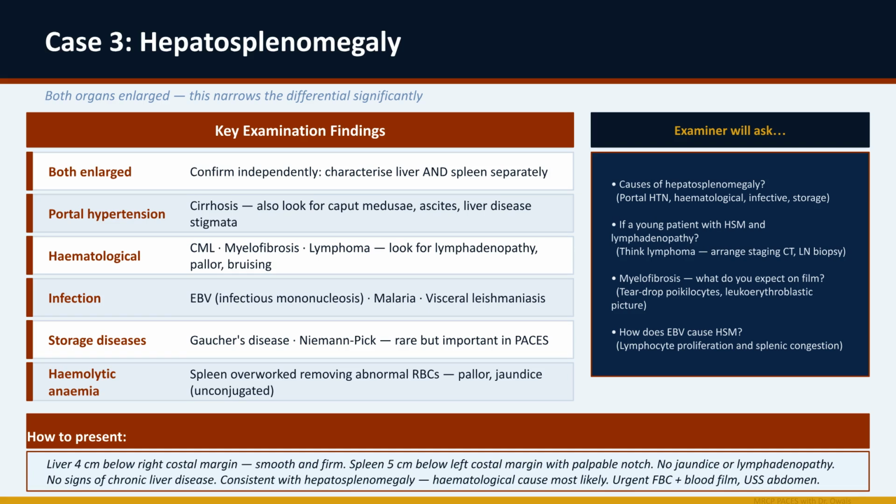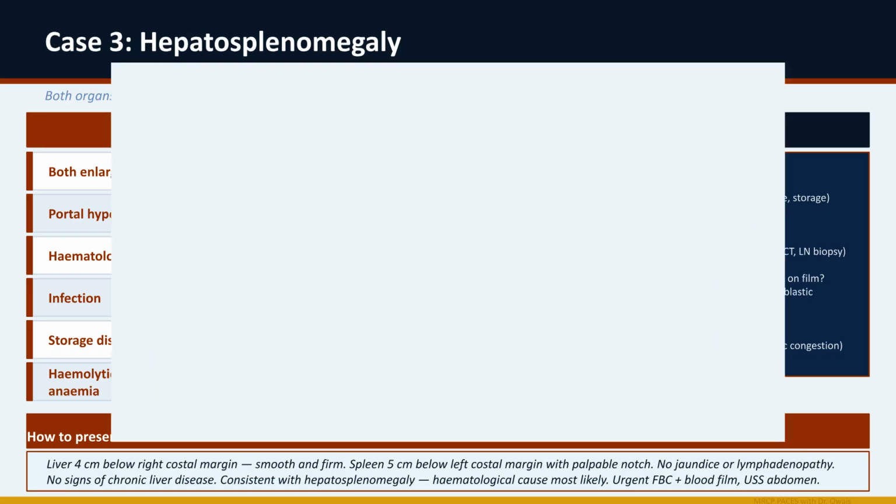Presenting. I found hepatosplenomegaly. The liver was palpable 4 centimeters below the right costal margin, firm and smooth, and the spleen was palpable 5 centimeters below the left costal margin, with a palpable notch. There was no jaundice, lymphadenopathy, or stigmata of chronic liver disease. These findings are most consistent with a hematological cause. I would consider CML, myelofibrosis, or lymphoma. I would request an urgent FBC with blood film and arrange an abdominal ultrasound.